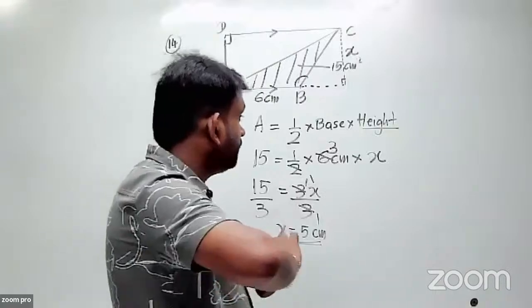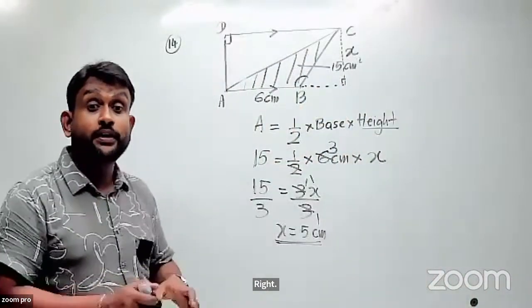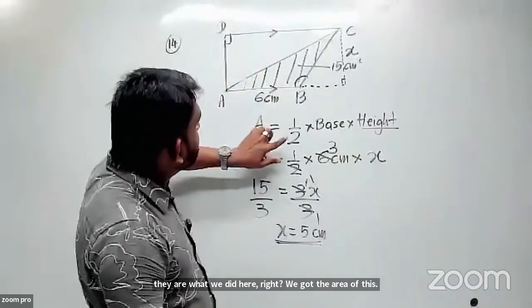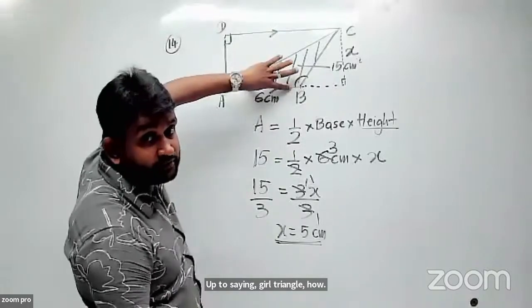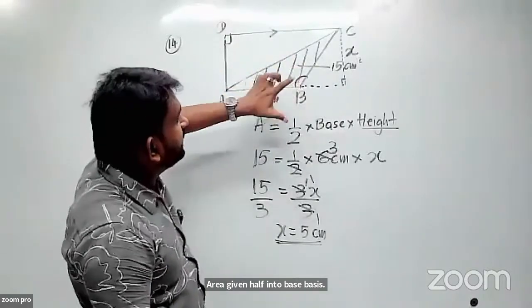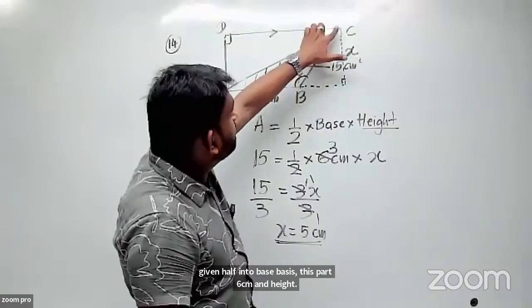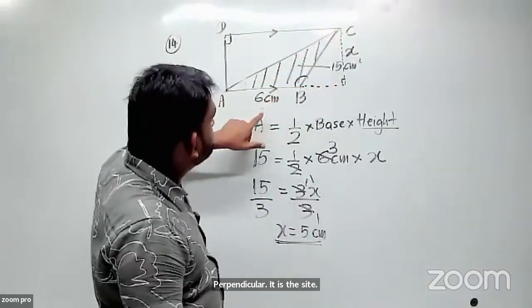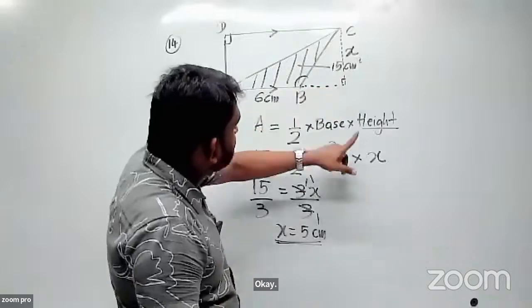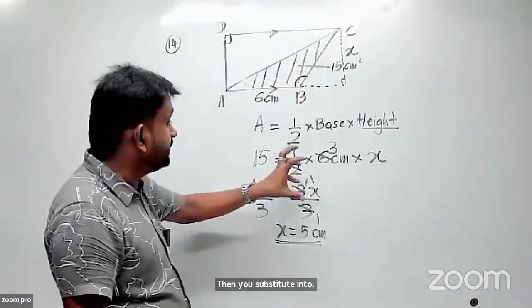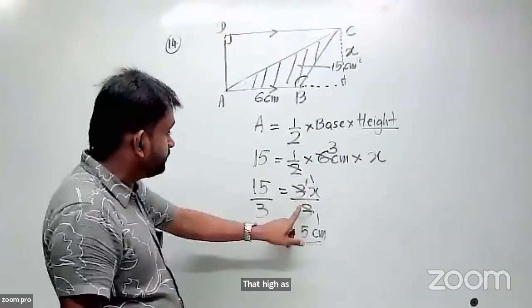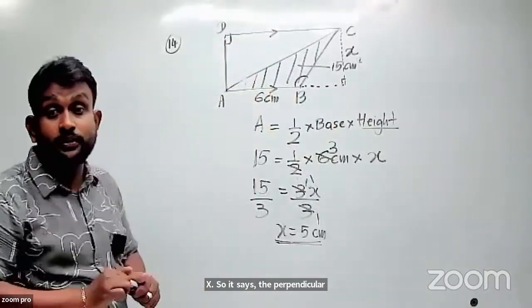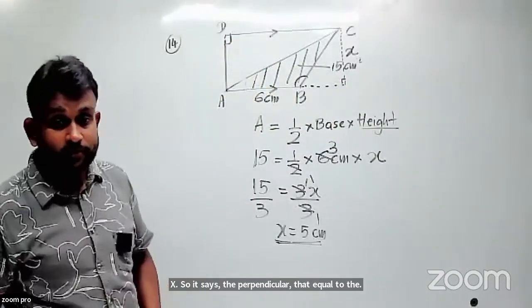Right. See there, what we did here, right? We got the area of this obtuse angle triangle. How? Area given half into base. Base is this part, 6 centimeter, and the height. But here height is outside lines. Perpendicular height is this side. That is outside of the triangle. Okay. Then you substitute 6 into that height as x. The area given 15. You equal that area to the 15. And then you make x the subject. So x is the perpendicular height here that equals the AD length. Okay, that's what we did.